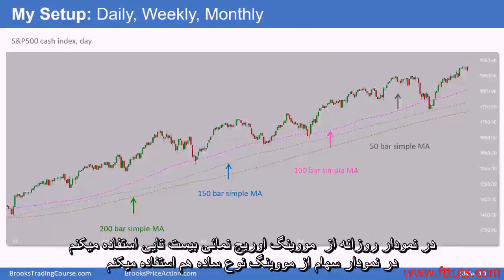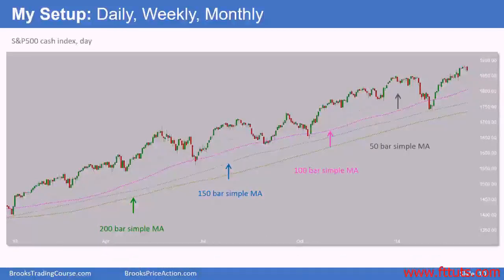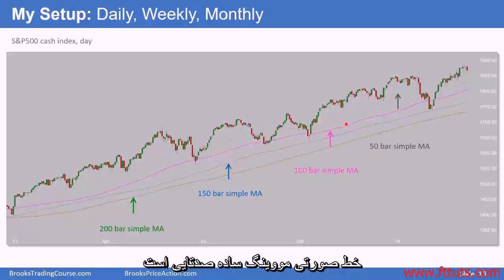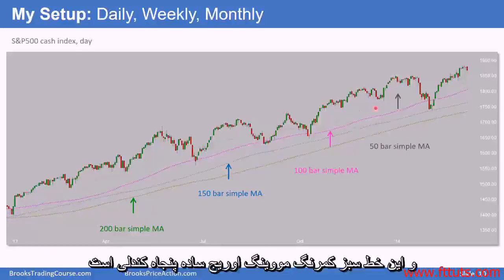I also look at daily charts, and on the daily charts, I do look at the 20-bar exponential moving average quite often, but when I'm trading stocks, I add simple moving averages as well. For example, a 200-bar simple moving average. If this is the daily chart, that would be a 200-day simple moving average. Here's a 150-day moving average there. And the pink line is a 100-day simple moving average. And then this faint gray line is a 50-bar simple moving average.